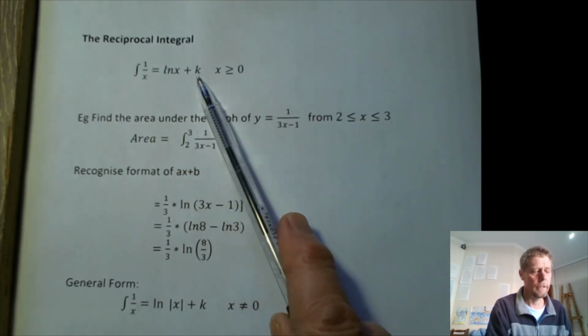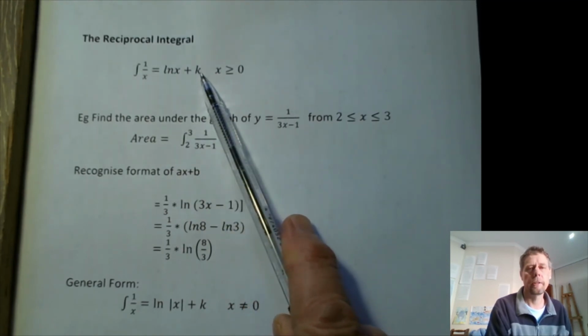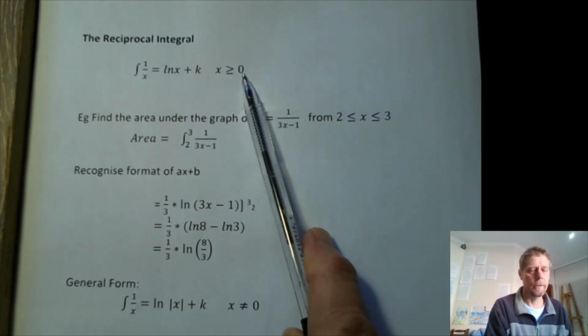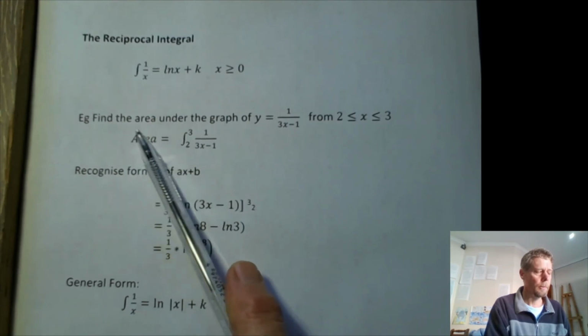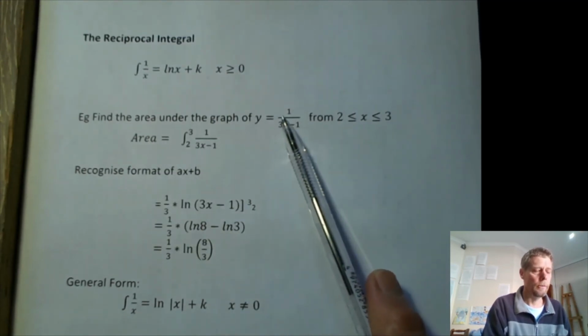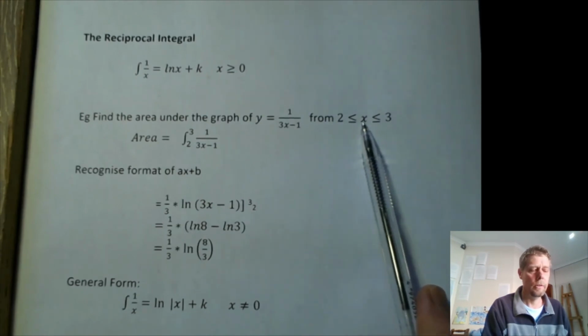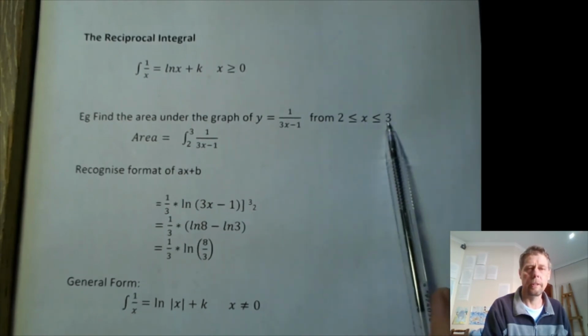If the differential of ln is 1 over x, then surely the integral of 1 over x is ln x plus your indefinite integral constant. And this only applies for x is bigger than 0. So for example, find the area under the graph of y equals 1 over 3x minus 1 between 2 and 3. X is between 2 and 3.